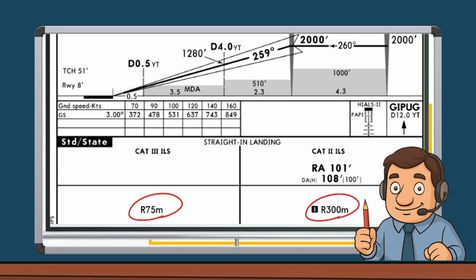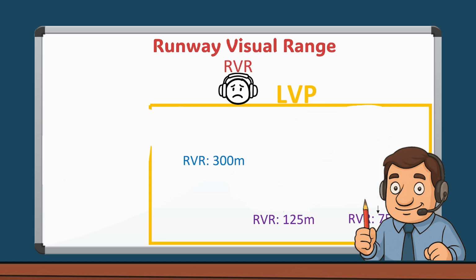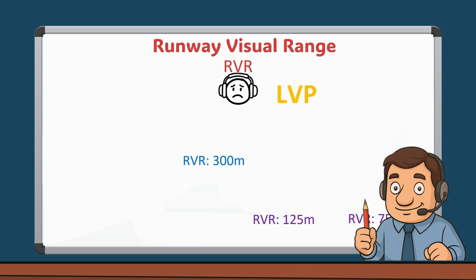On the approach chart, you can also see the minima of the approach in radio altitude and the minimum RVR for its use. In all cases, it is a minimum RVR of 300 meters for a Cat 2, 125 meters for a Cat 3 fail passive, and an RVR of 75 meters for a Cat 3 fail operational. With this kind of low visibility, the clouds may be very, very low, or the fog will just make it difficult to identify where the clouds are altogether.